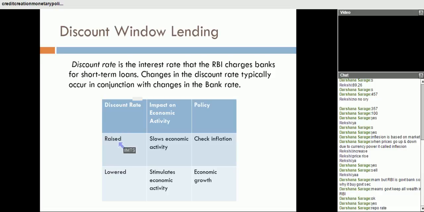Suppose the discount rates are raised. Discount rates means the rates at which the central bank lends. Like suppose Oriental Bank of Commerce is in some kind of problem, it will go to the central bank for getting some of its securities discounted to get money from them. So if the RBI has increased the discount rate, then what will happen? The economic activities will slow down and this will have a check on inflation.